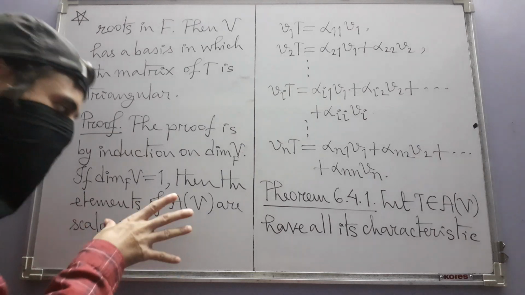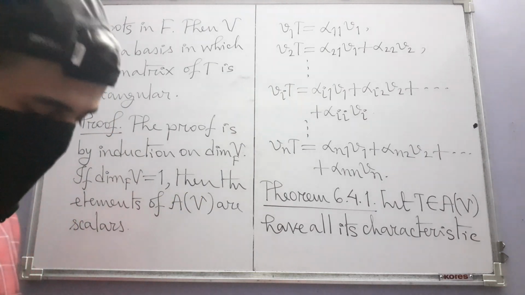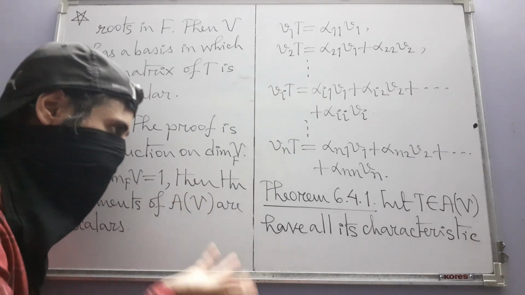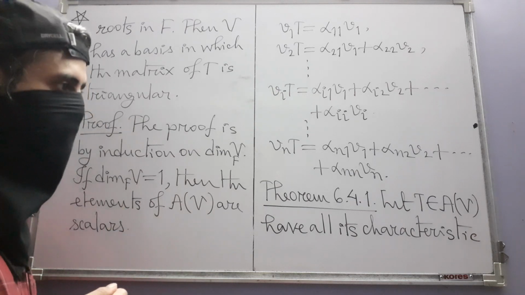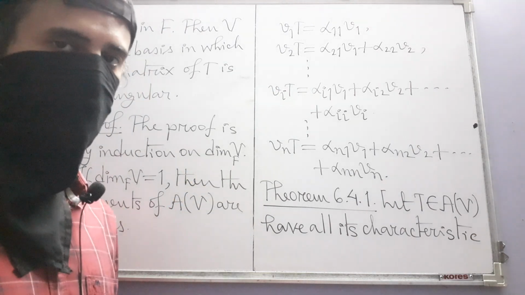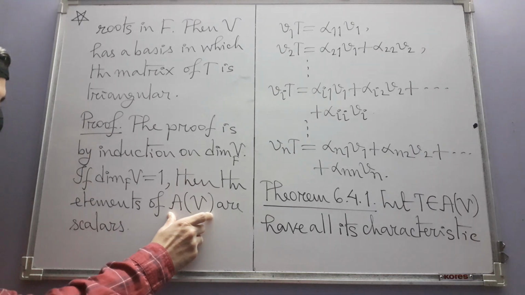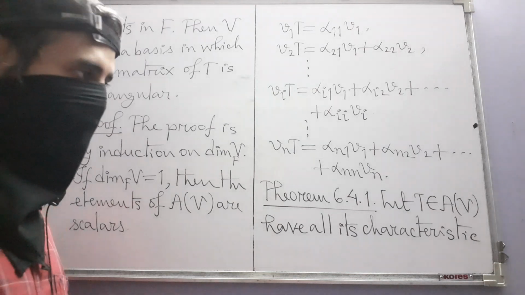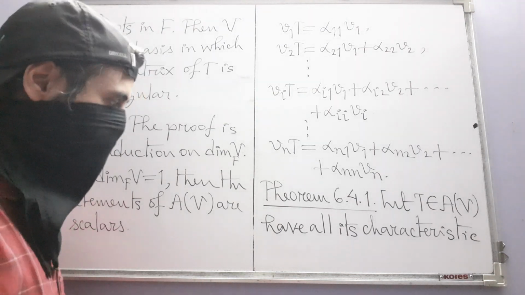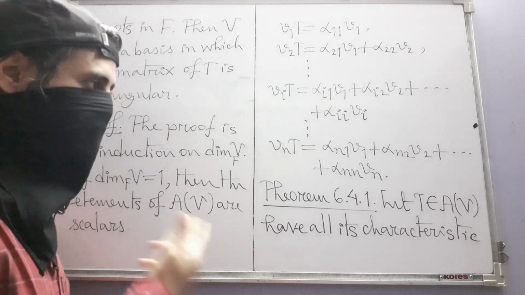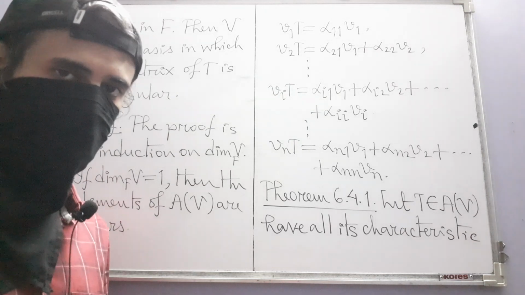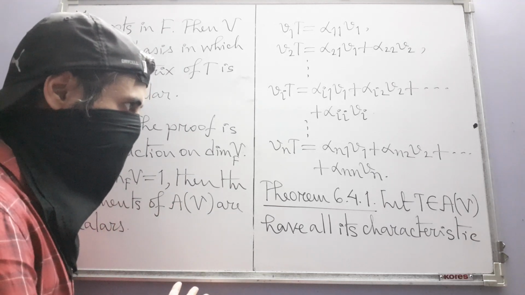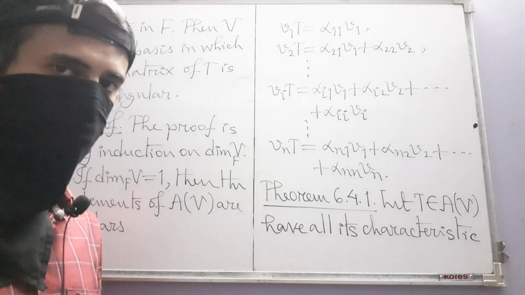This is how the sentence is written in the text, but what is its actual meaning? The meaning is that, since A of V as a vector space is one dimensional, A of V is isomorphic to the underlying field F itself, and in that sense each operator on V now can be regarded as a scalar. And because of that, the matrix of any such operator under any basis for V is a 1 by 1 matrix. And a 1 by 1 matrix by definition is triangular.